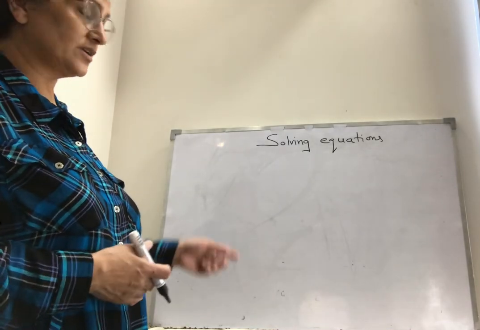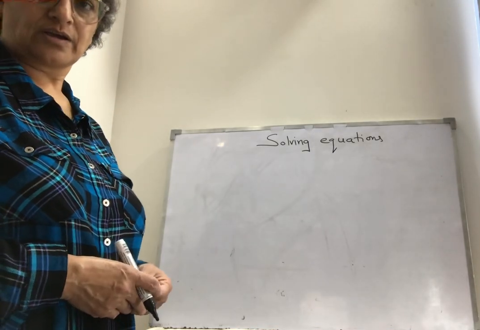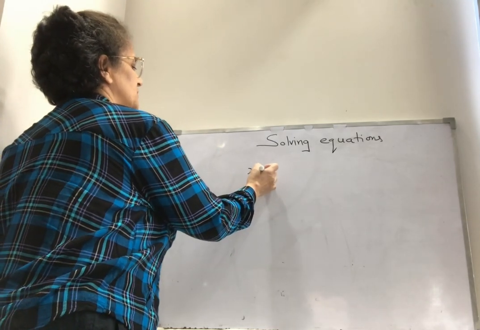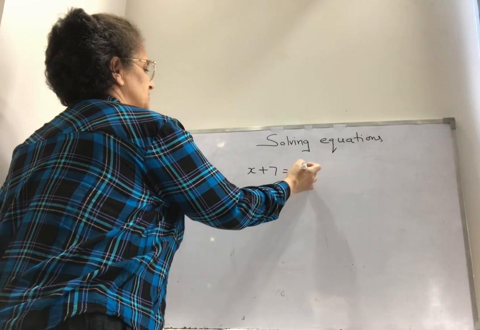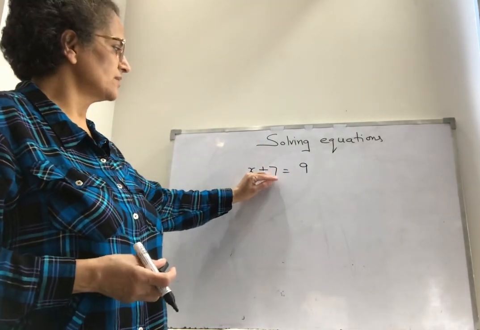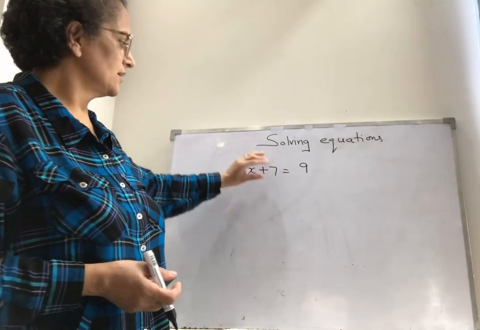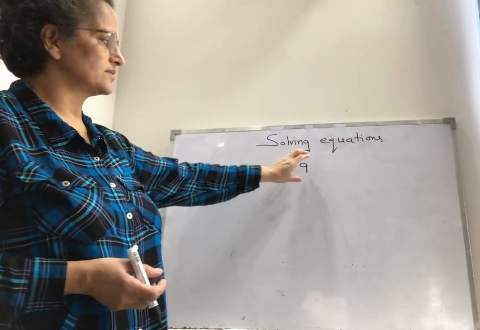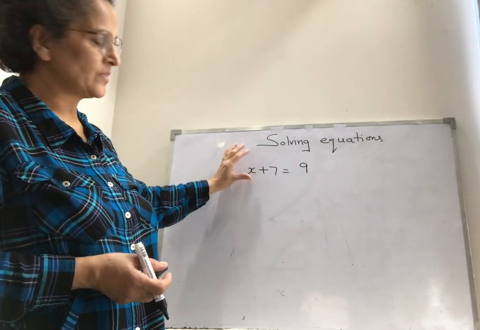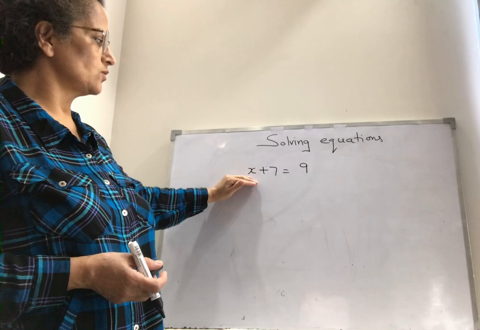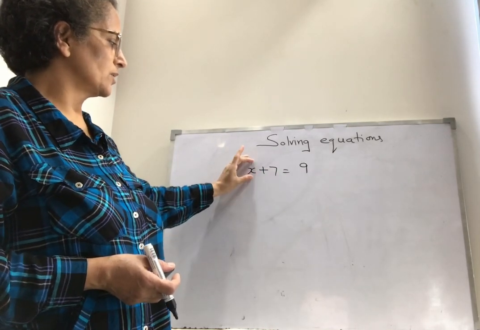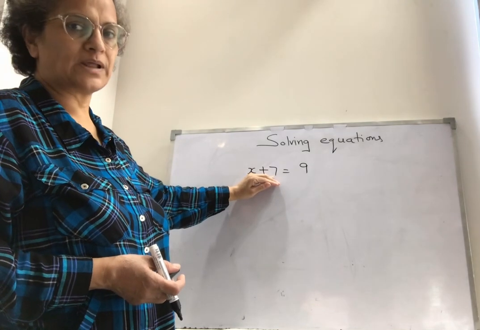Today we will learn how to solve an equation. So let's take x plus 7 is equal to 9. Now this is plus 7, this is my equality sign, this is my left hand side, this is my right hand side. So my variable is on left hand side. To find the value of x, it should be all alone. So we have to remove plus 7.